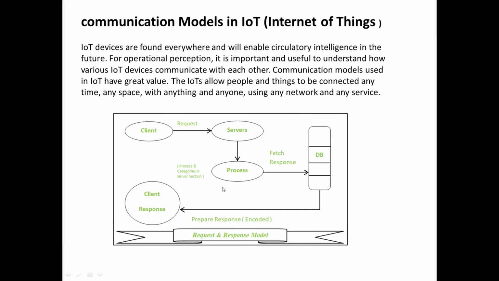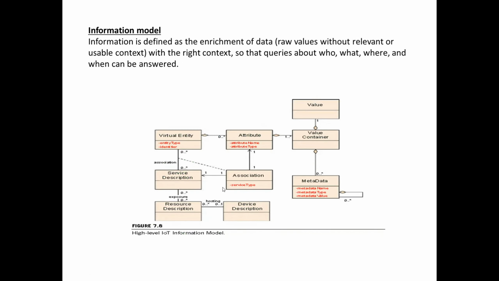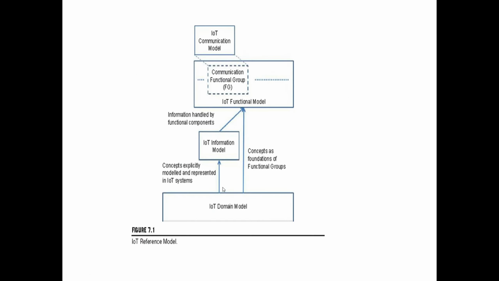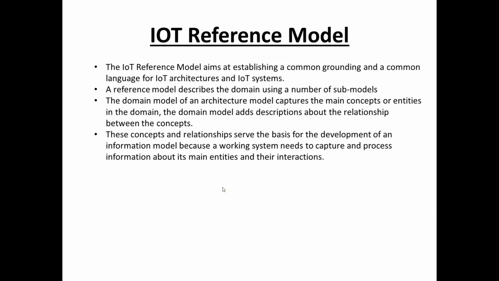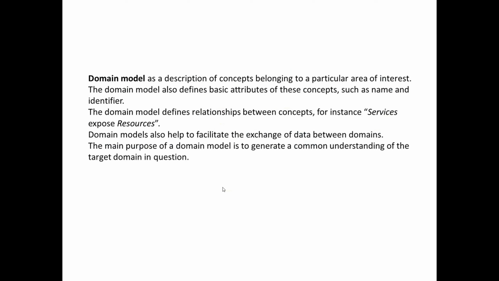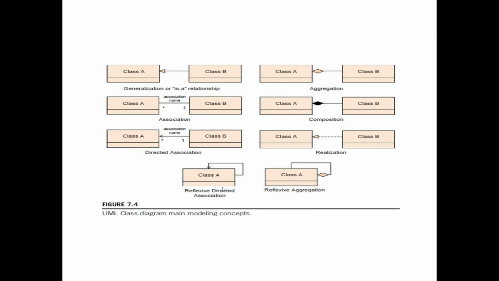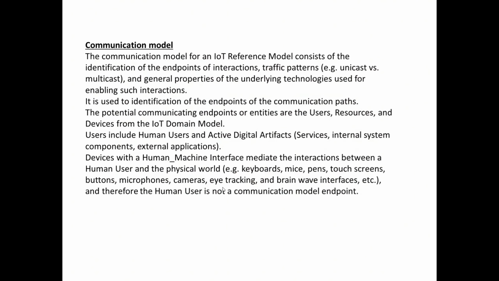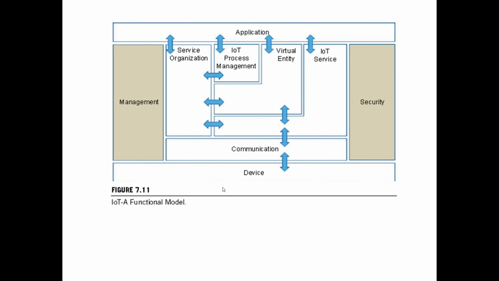So this is the overall IoT reference model. The IoT reference model has four types: one is the domain model, the information model, the functional model, and the communication model. Domain model is, for example, the communication model, functional model and information model. Information model is the most important.